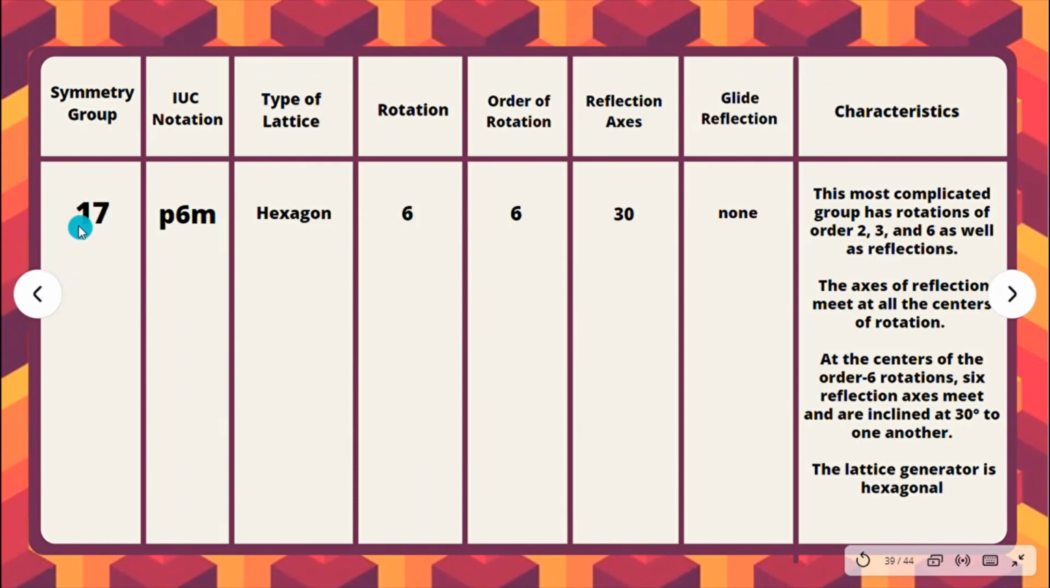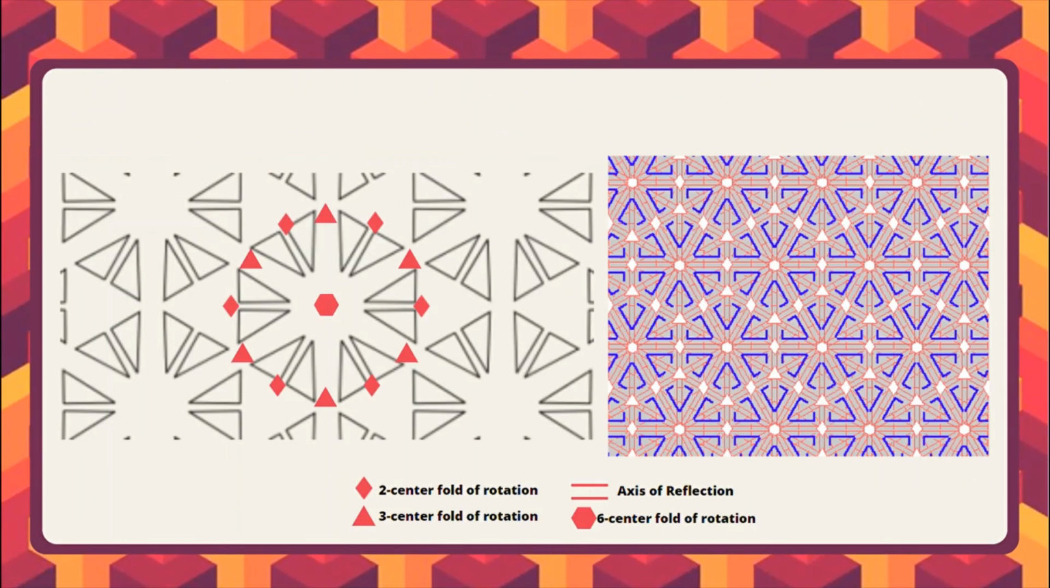For the last wallpaper group, we have the P6M. Under the IUC notation, we have a hexagonal type of lattice as well. We have 60-degree rotations and rotational orders, and we have a 30-degree reflectional axis. Here, this is the combination of almost every symbol. Let us take a look here. We can see that this uses the twofold center of rotation here, since these two triangles are rotating around it. This triangle here, since it has three triangles rotating around it.